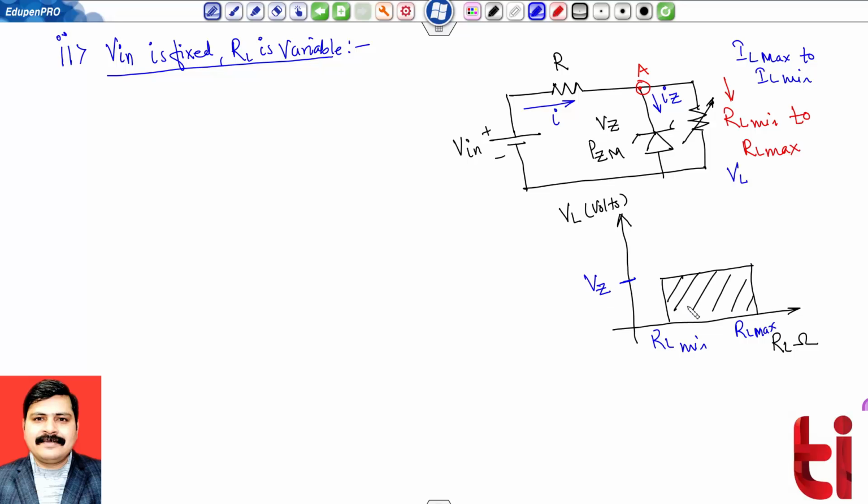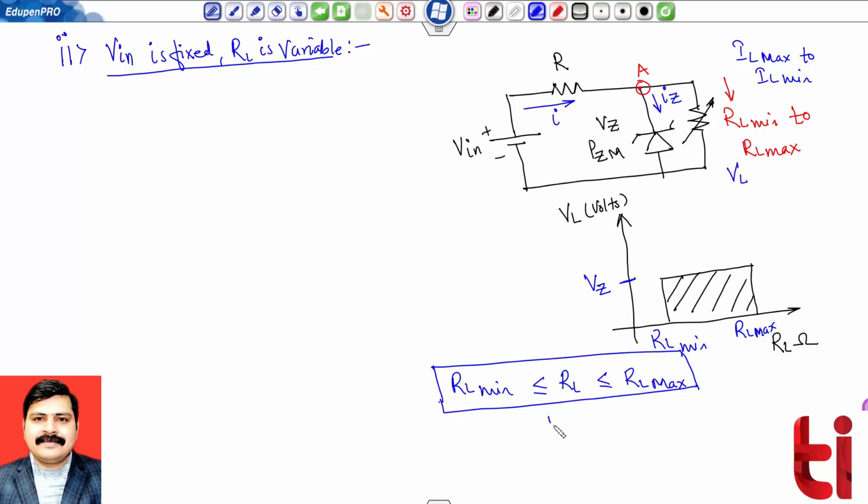That means I want to ensure that in this particular range, when my RL lies between RL min and RL max, the output voltage will be fixed and equal to Vz. VL will be equal to Vz. So I have to ensure this.